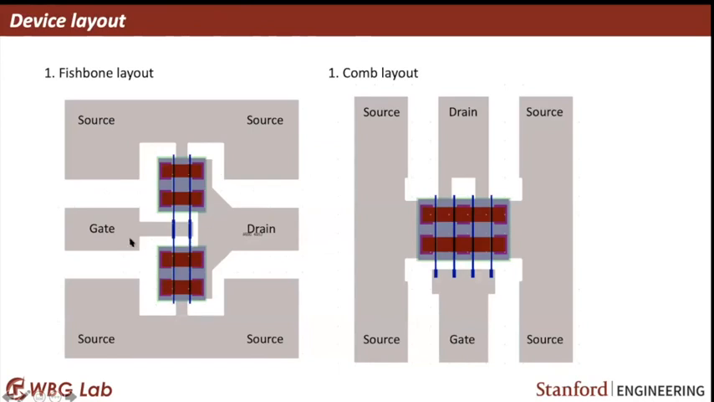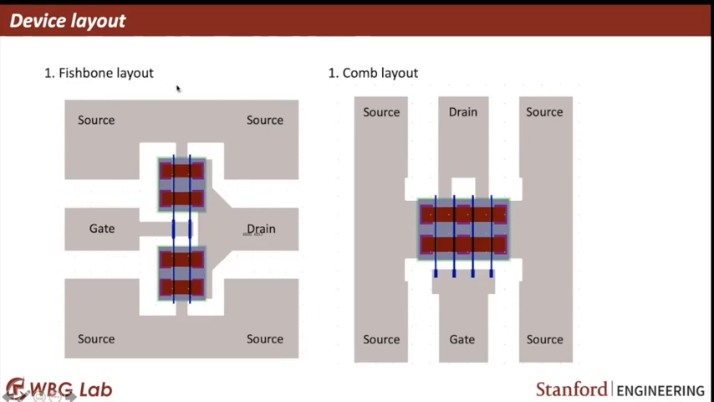So now a device: this is the gate electrode, this is the source electrode, and this is the drain electrode. This is how a transistor layout, we call it a layout. These are multiple layers, that's why you see different colors. So this is how a transistor layout will look.